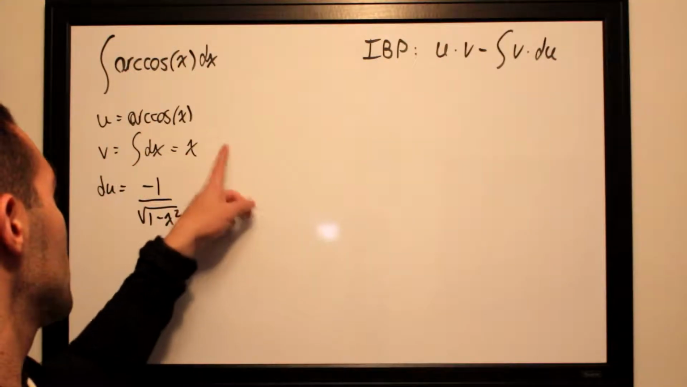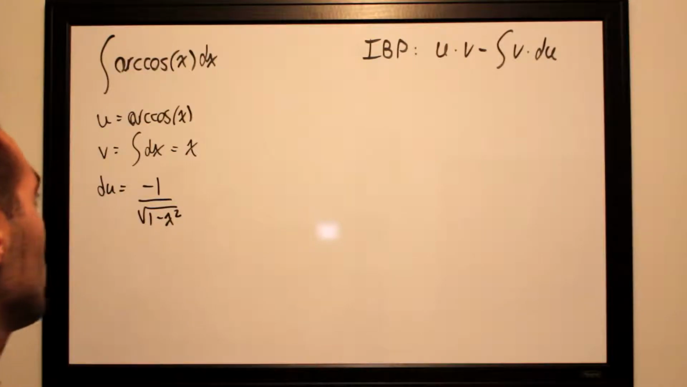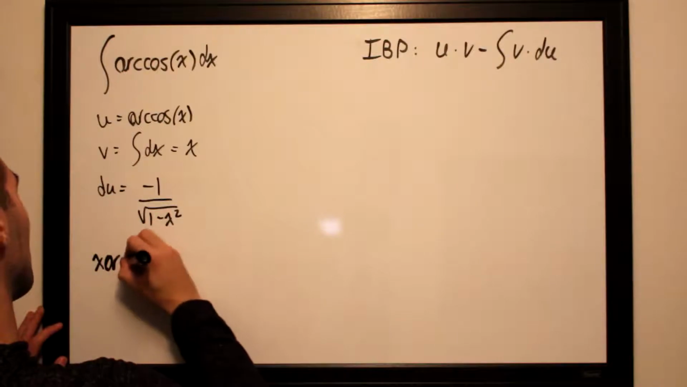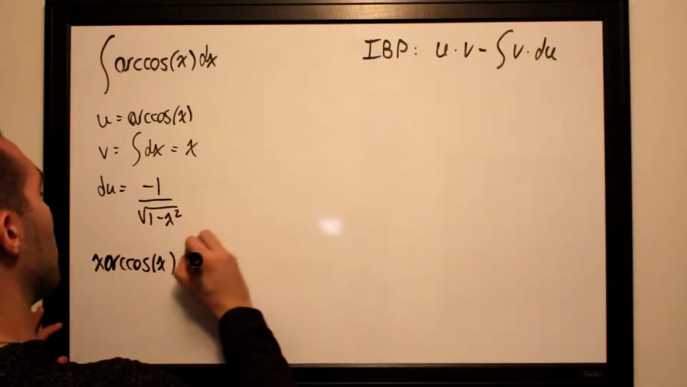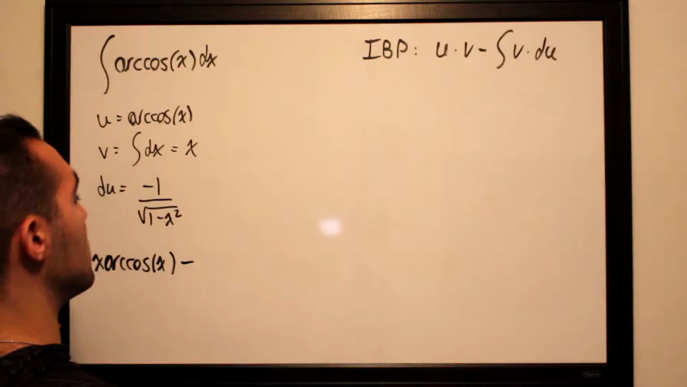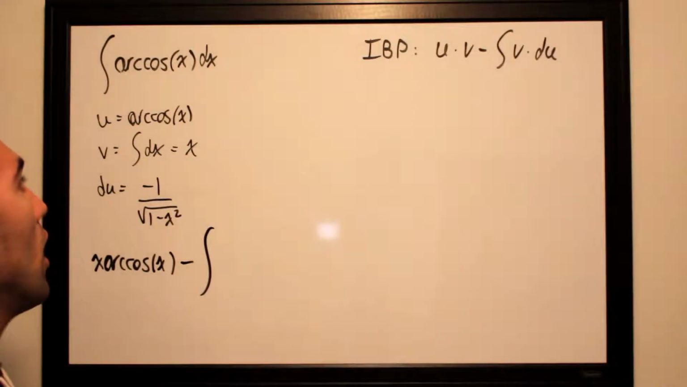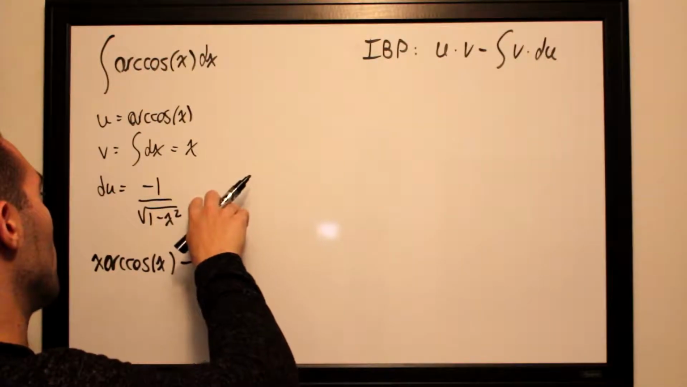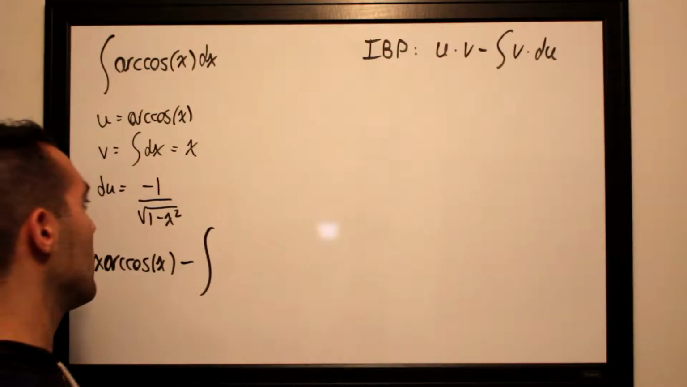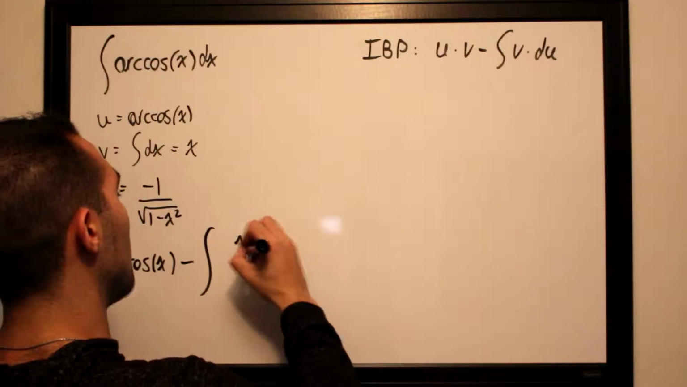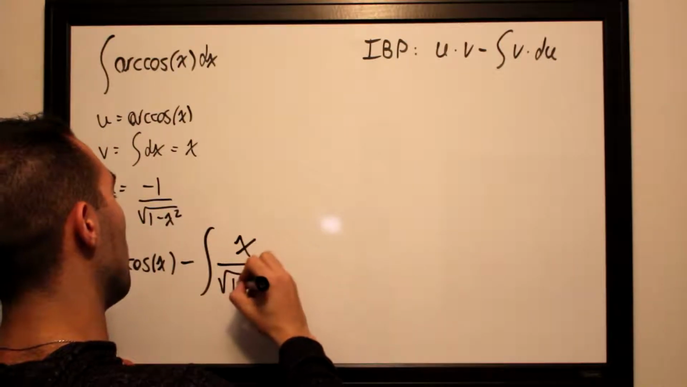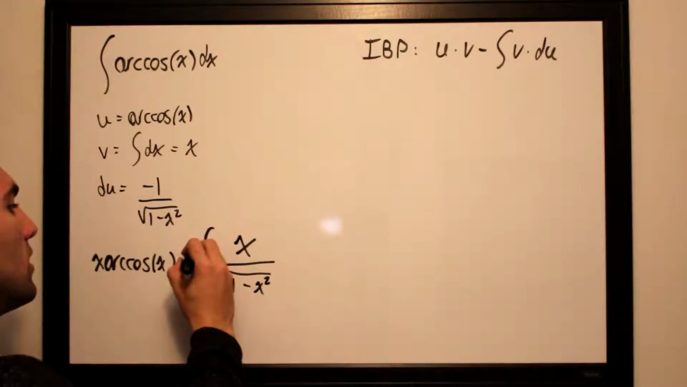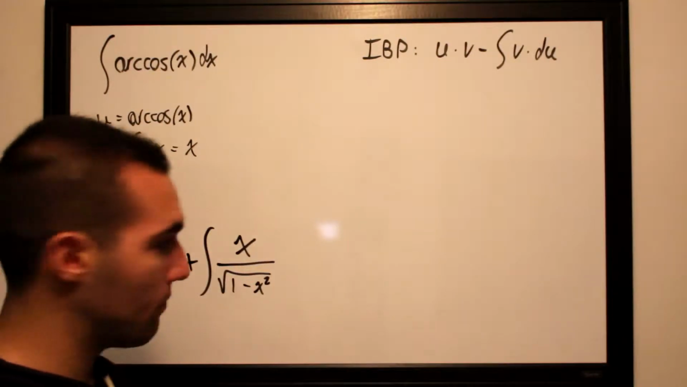So u times v is going to be arc cosine of x times x. Let me just put that x out in front. So far we've got x arc cosine of x minus the integral of v times du. So this is going to be the integral of, our v is x, and then we have a du which is negative 1 over the square root of 1 minus x squared. So this will be x over the square root of 1 minus x squared, and because of this negative sign out in front, we can essentially pull it out and make this a plus.